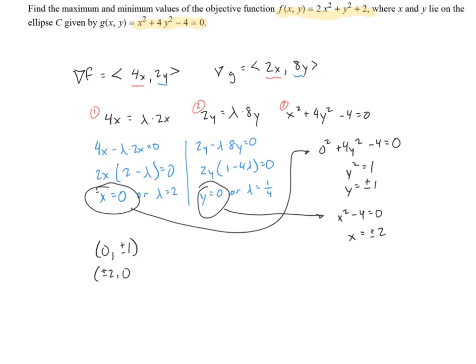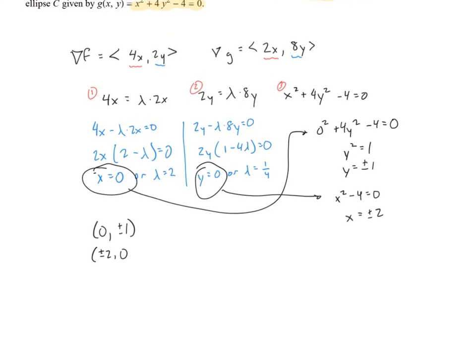In this example, you might be wondering at this point, what do you do with the lambda equals 2, the lambda equals 1/4? At this point, there's not a whole lot that I need to do with them. I've got my possible max-min points. You may run into a different problem where you need to use lambda in order to solve one of your other equations. Just the way that this one worked out, we got lambda equals 2, lambda equals 1/4, but there's not really anything that you need to do with that in this example.